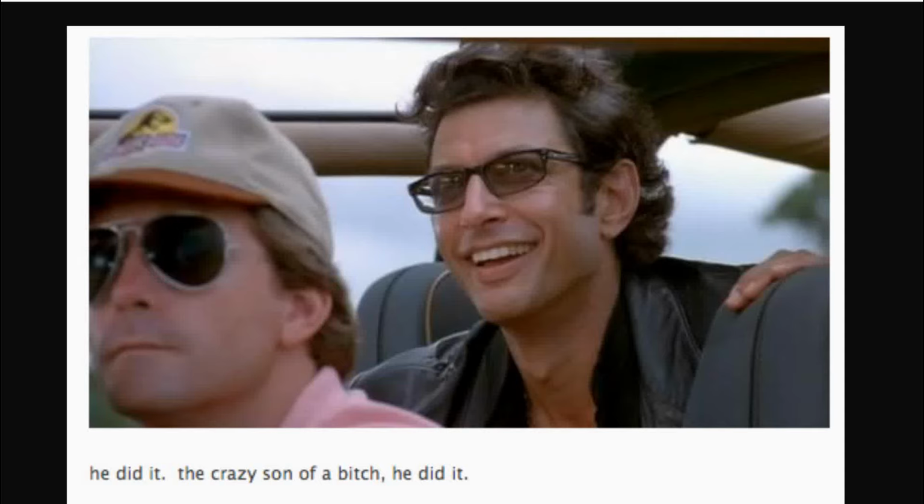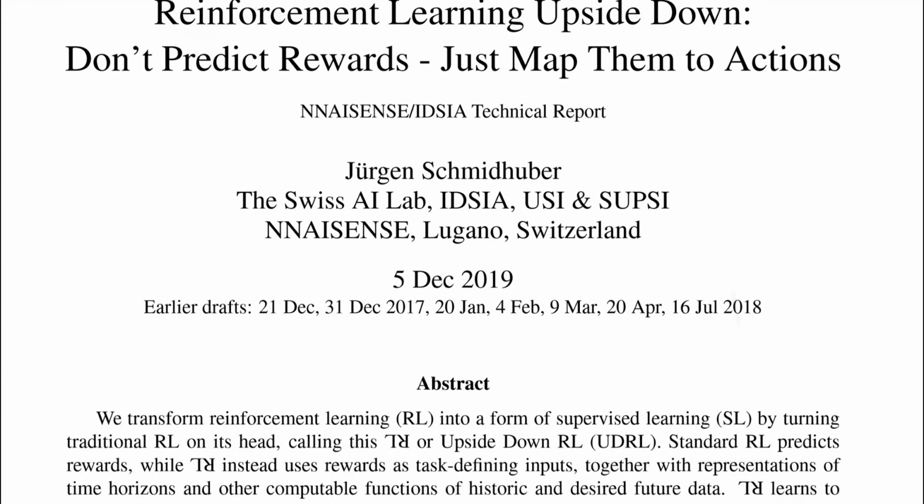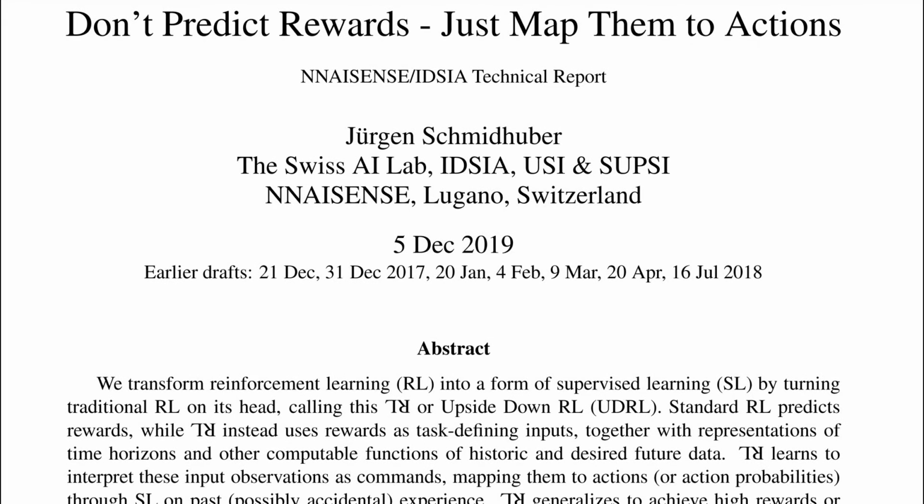He did it. Crazy son of a bitch did it again. What am I talking about? Jürgen Schmidhuber, reinforcement learning upside down. New paper just dropped on the verge of the NeurIPS conference, being presented at a workshop here. Presenting upside down reinforcement learning. I am pumped for this one, can you tell?